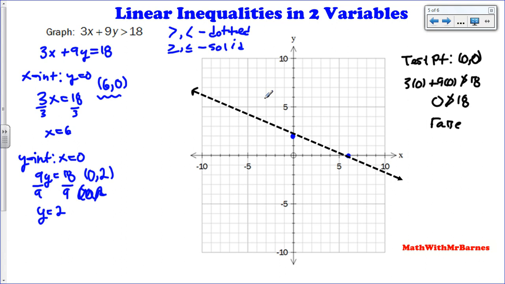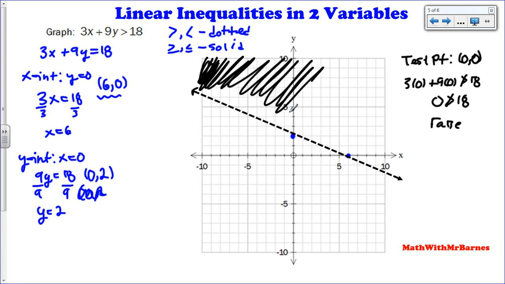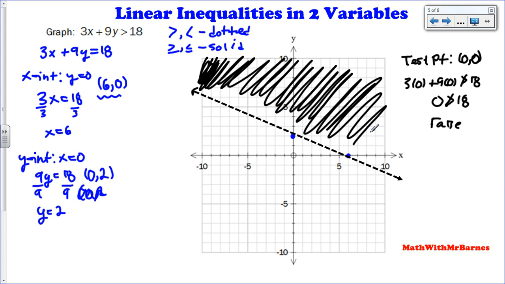So that means the solutions must lie above the line. Then I can just take my pencil and shade in above the line. So this is all the solution region right here.